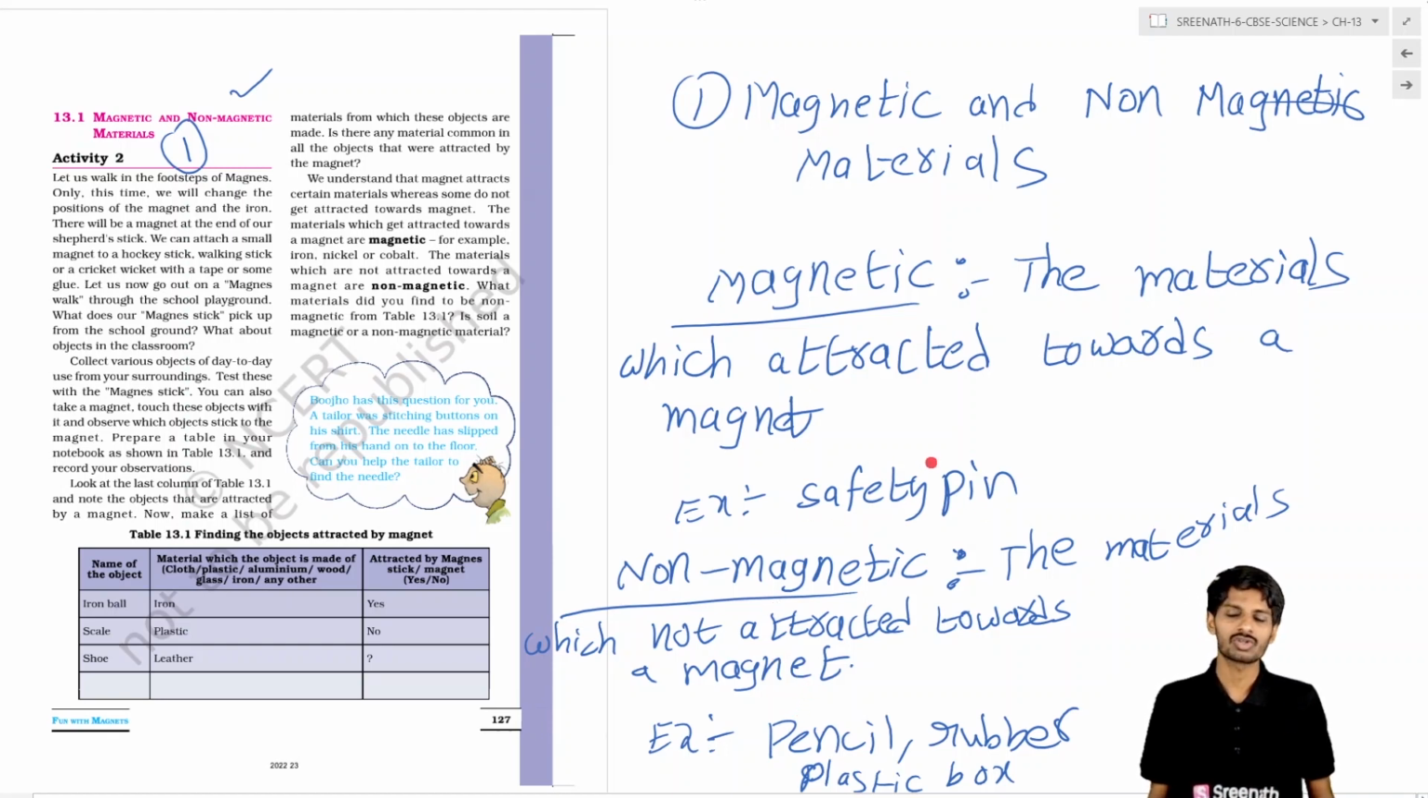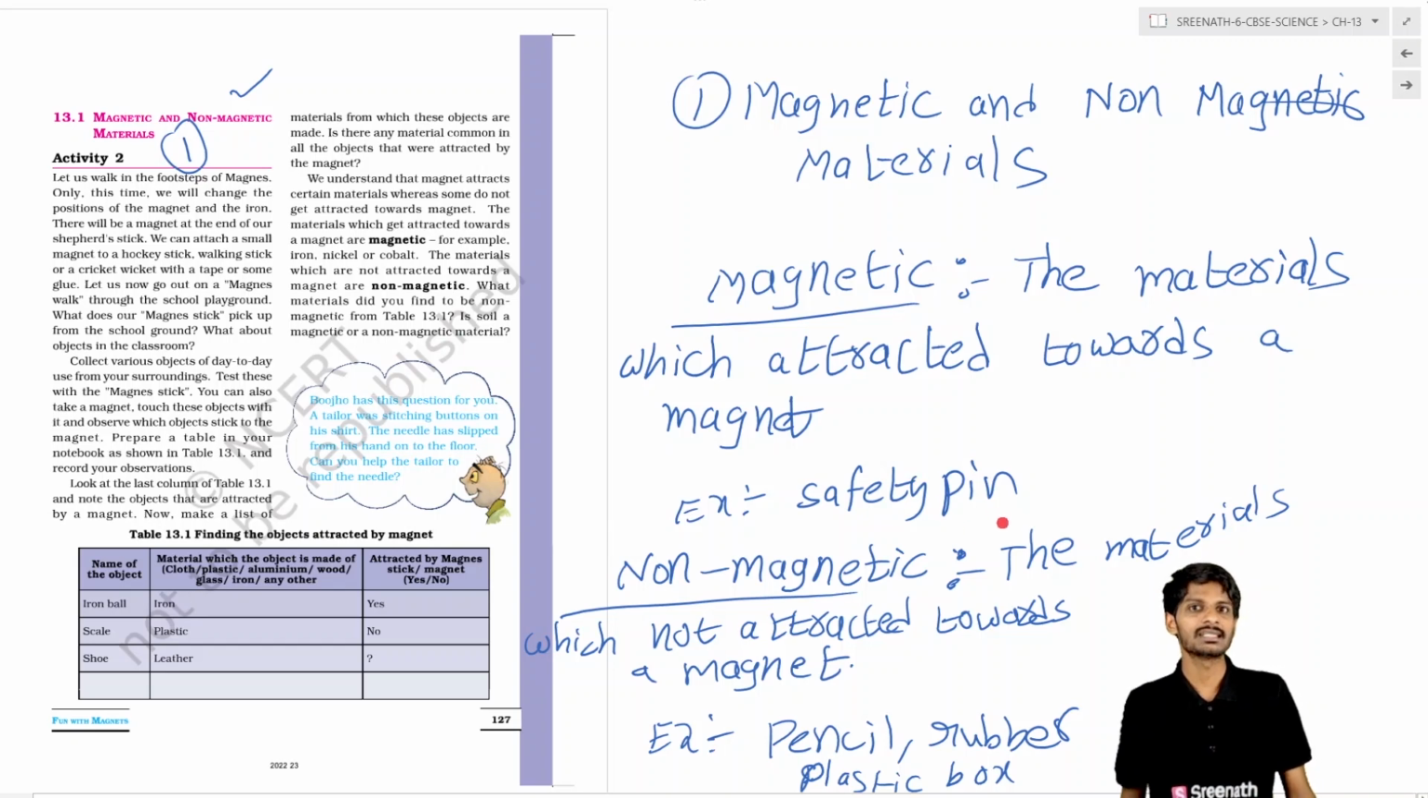So just take your safety pin and take it near your magnet. It will be attracted. Like that safety pin, find other materials in your room, your kitchen, your classroom or your home, wherever you can, to distinguish the magnetic materials and the non-magnetic materials. Take objects like an iron ball, scale, shoe, and fill this table with different objects, and write the material with which they are made.